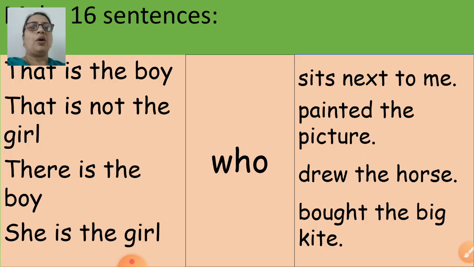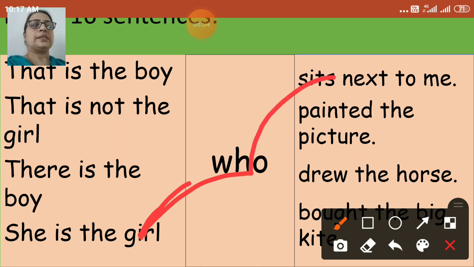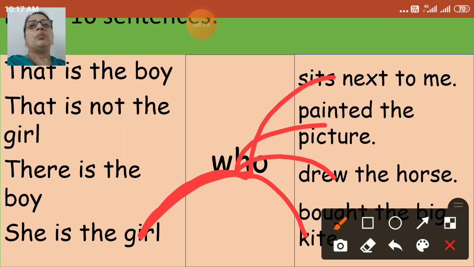Now, with the help of the fourth group of words, that is, she is the girl. She is the girl. So, she is the girl who sits next to me. She is the girl who painted the picture. She is the girl who drew the horse. And she is the girl who bought the big kite. Easy? So these 4 sentences, children, you are going to write on your own as a practice. I'm sure you can do it.